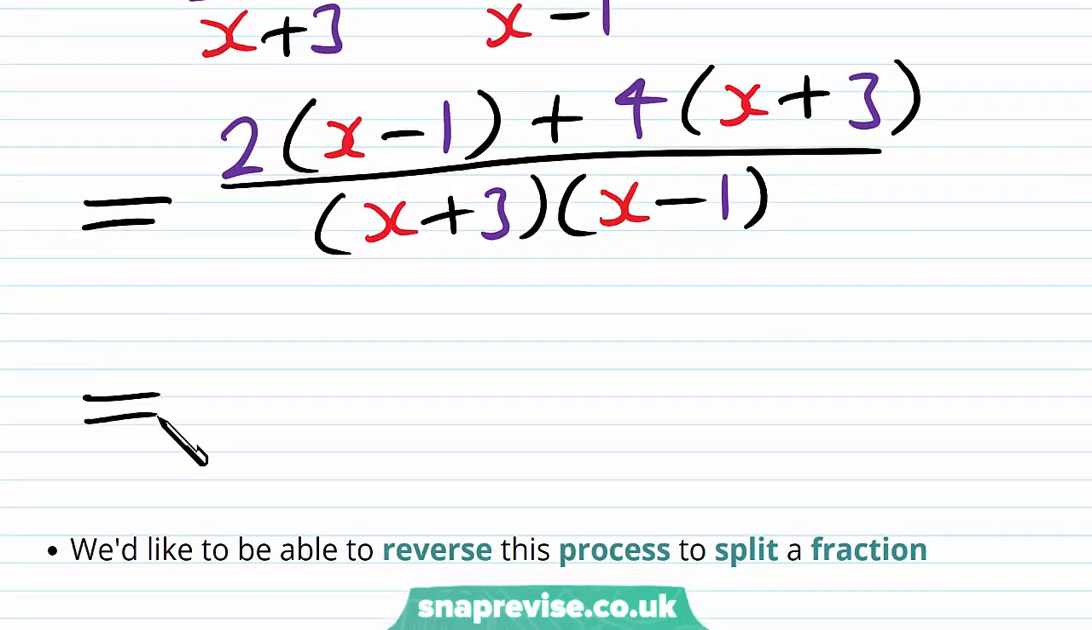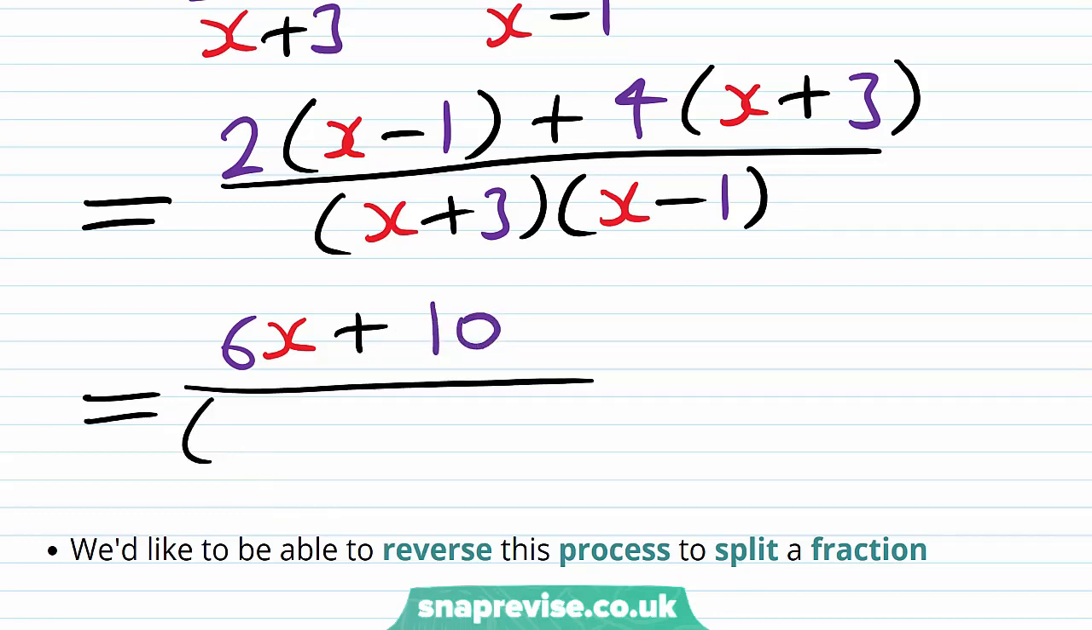If we simplify the top, in terms of x's we get a 2x and a 4x, which of course is 6x. And the constants are minus 2 plus 12, so this is a plus 10. And we've still got it all divided by x plus 3 multiplied by x minus 1.